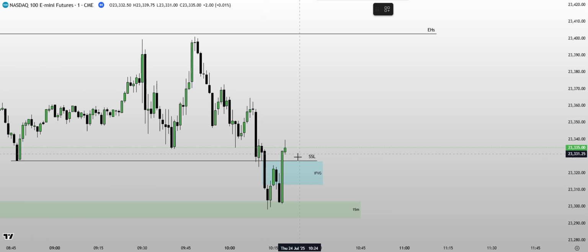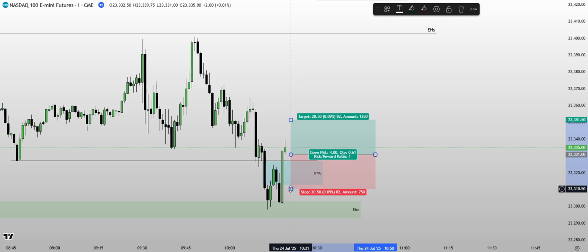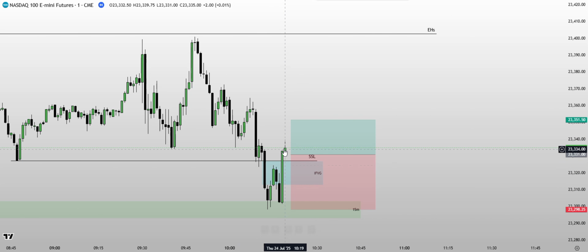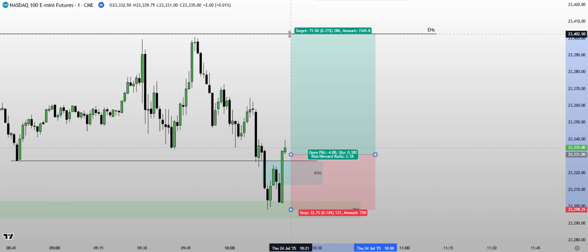We get the sweep of sell side, 15-minute bullish imbalance being respected. You get the huge move to the upside. And what do we form as well? We form an inverse gap right here, the nice reversal, and a fair value gap simultaneously aligned with equal highs resting above.